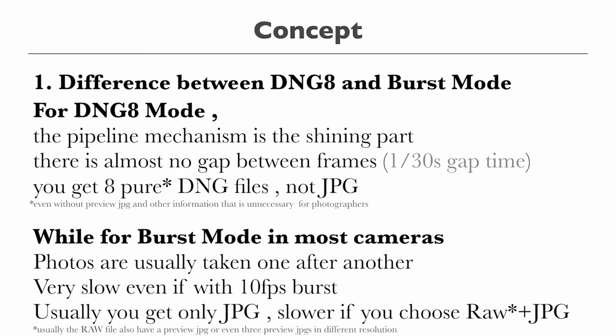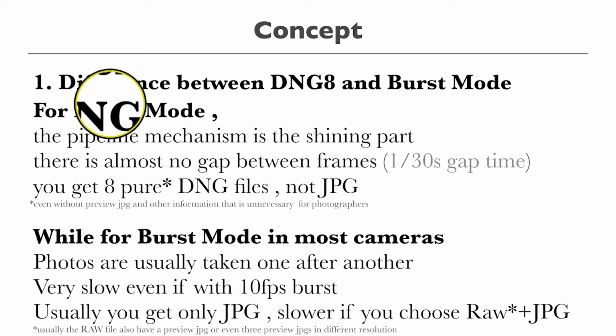That's very important. While for the burst mode in most cameras, the photos are usually taken one after another, one by one. It's very slow, right? Even if some cameras have a 10 fps burst or 20 fps burst, it's still very slow. With DNG8 theoretically you can get 30 or more DNG shots with one click on the shutter button, but currently you can only get 8 shots. 8 shots at 30 FPS.